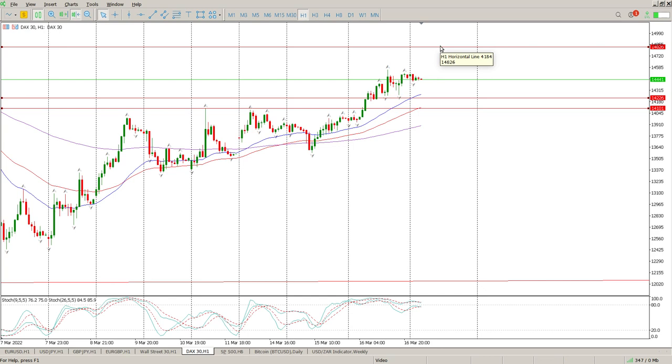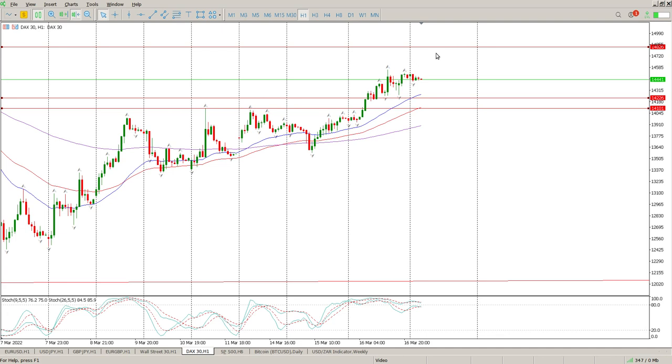Target is 14,826. 14,826 is going to be an interesting area, because I don't think we're just going to fly through that. We'll probably reject that area first, and on the higher time frames, trend is still down, and it's also a breakout retest on the higher time frames, from the 8 hour up to pretty much the monthly. So that's going to be a really solid, strong level.